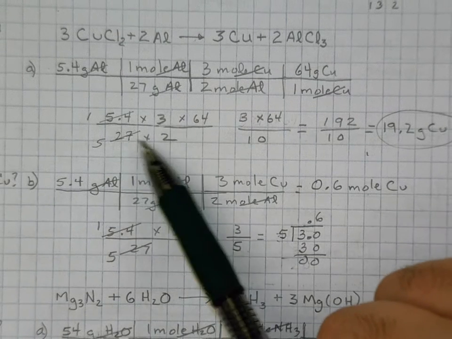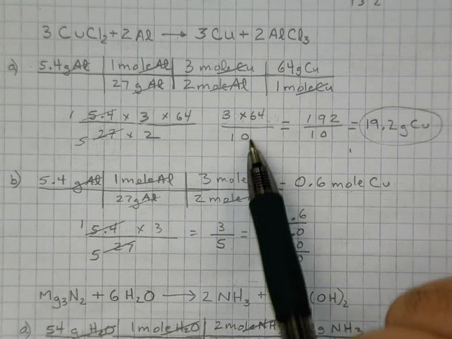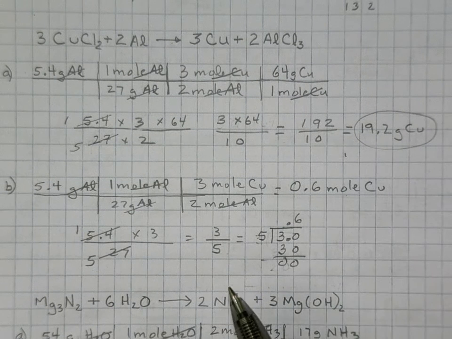And after we do all of our reducing and multiplying, I ended up reducing this to 3 times 64 over 10, which is 192 over 10, which turns out to be 19.2 grams.